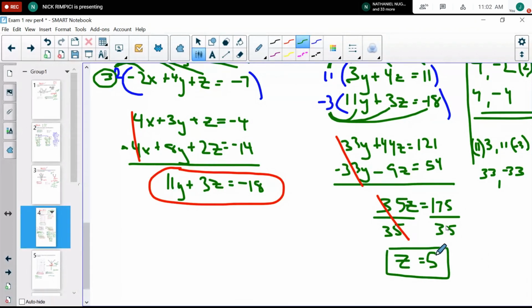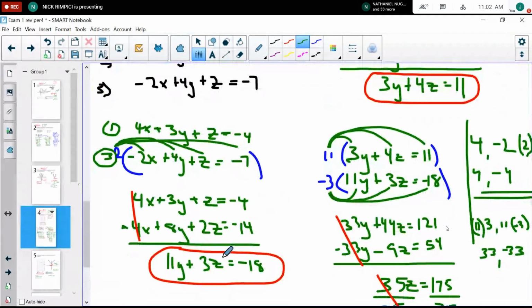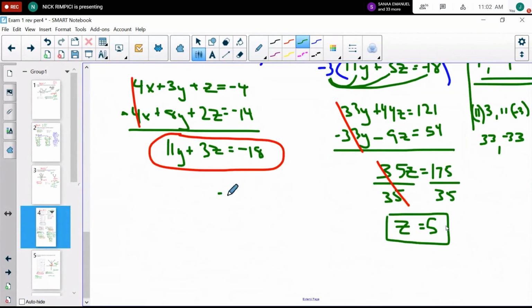Once you find z, the problem's super easy. You can just pick one of the equations, either this one or this one, to find y. If you pick this one, you'll find y. If you pick this one, you'll find y. It doesn't matter. I'll pick the top one. It's up to you. 3y plus 4z is 11. So if we're choosing the top one, 3y plus 4z equals 11. Well, we know that z is 5, so just put that in there. 3y plus 4, I'm going to put 5 in there. Equals 11.